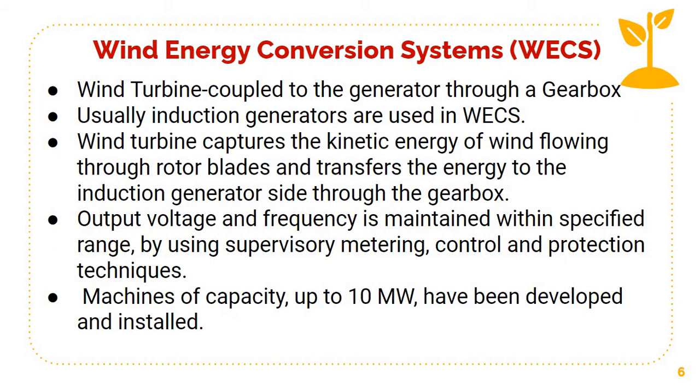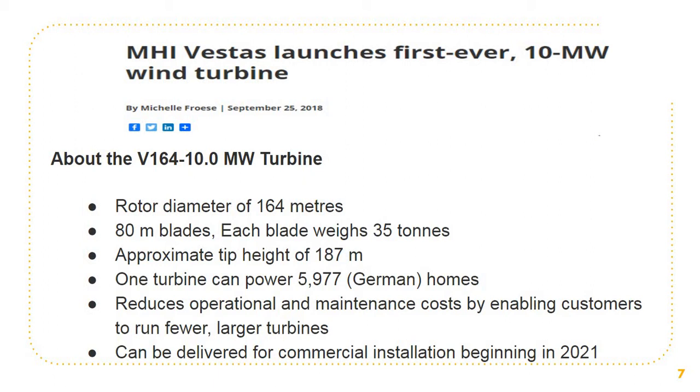Windmills are available with capacities of 10 megawatt. Now you can see this news article dated September 2018. MHI Vestas launches a 10 megawatt wind turbine. The rotor diameter is 164 meters, with 80 meter blades. Each blade weighs around 35 tons, and the tip height is 187 meters. A single turbine can power approximately 5,977 German homes. The advantage is the reduced operational and maintenance cost. And this 10 megawatt turbine will be commercially available by 2021.